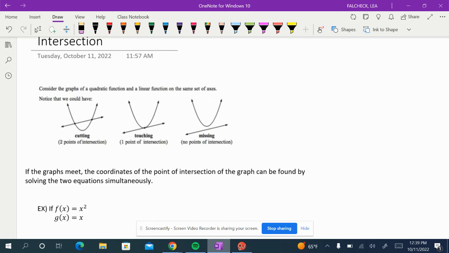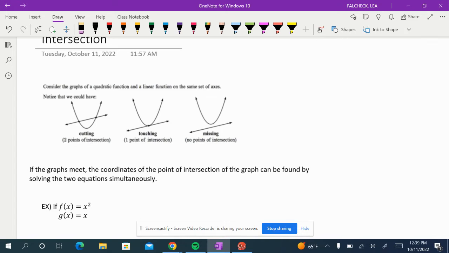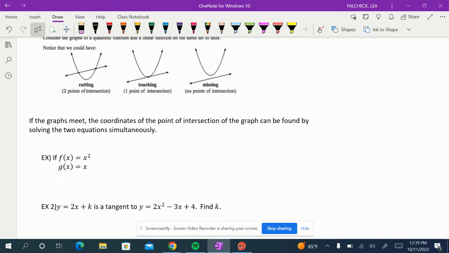Okay, so look at these little pictures of intersections right here. Consider the graphs of a quadratic function and a linear function on the same set of axes. Notice that we could have the case where a parabola is being cut by a line and there are 2 points of intersection. Or a parabola is being crossed by a line at just one point. This is sometimes called the tangent.